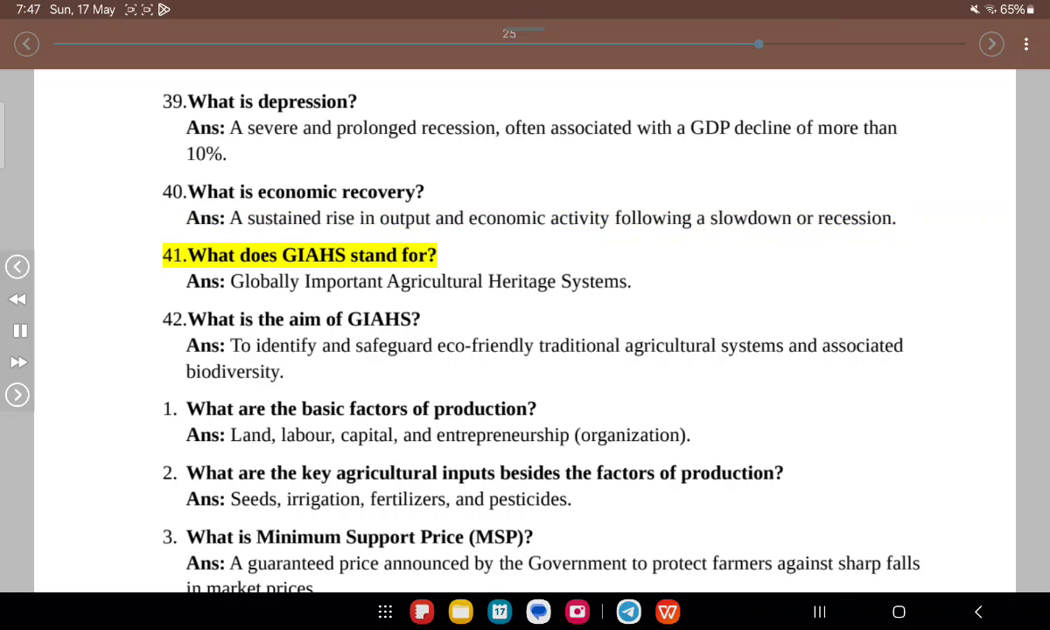41. What does GIAS stand for? Ans. Globally Important Agricultural Heritage Systems. 42. What is the aim of GIAS? Ans. To identify and safeguard eco-friendly traditional agricultural systems and associated biodiversity.